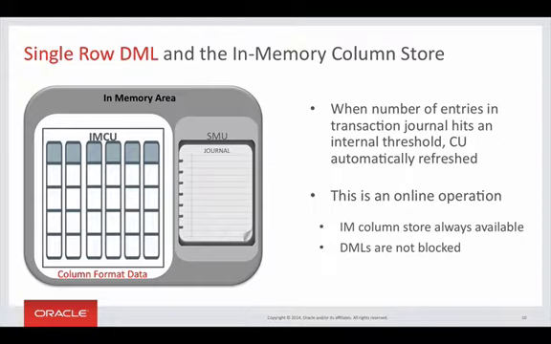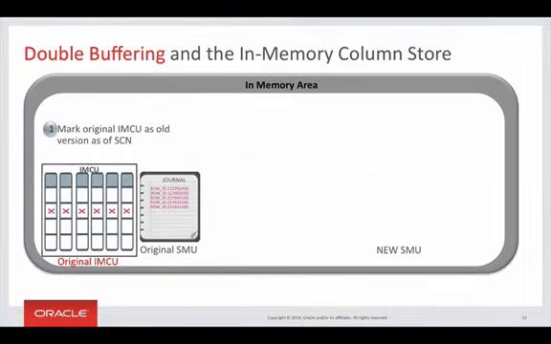It also doesn't block any DML operations on that object either, because the IMCU is always available. So how exactly does it work? It works by taking advantage of something called double buffering. Let's imagine we've got an IMCU that has hit that internal threshold and is ready to be refreshed. The first thing we're going to do is mark the entire IMCU stale as of a given SCN. Now, it's still online, it's still available for queries, but it is going to be marked stale as of a given SCN.